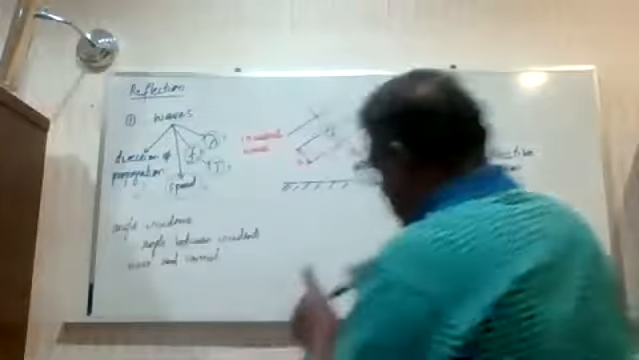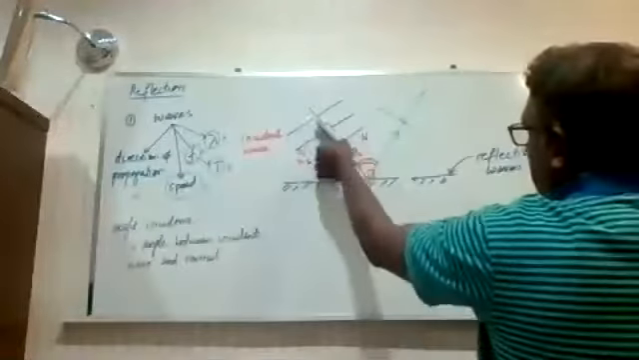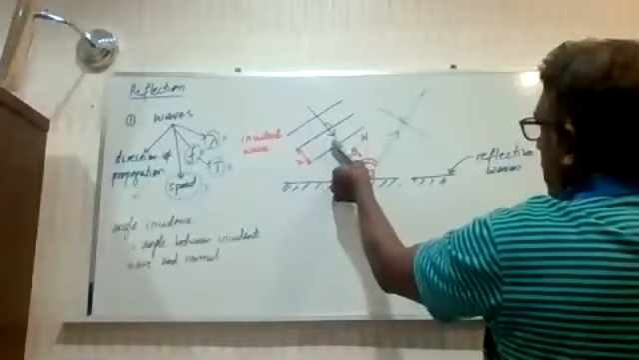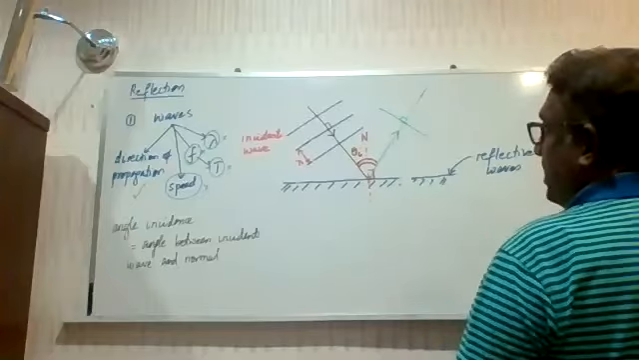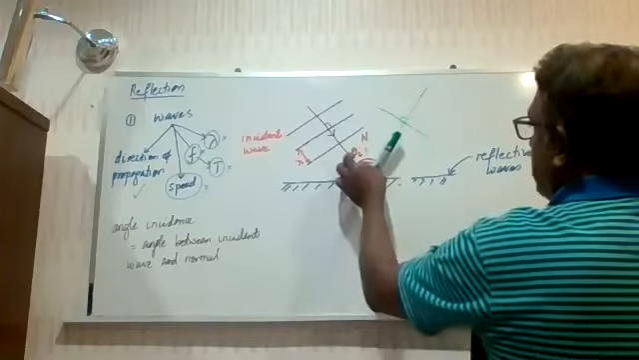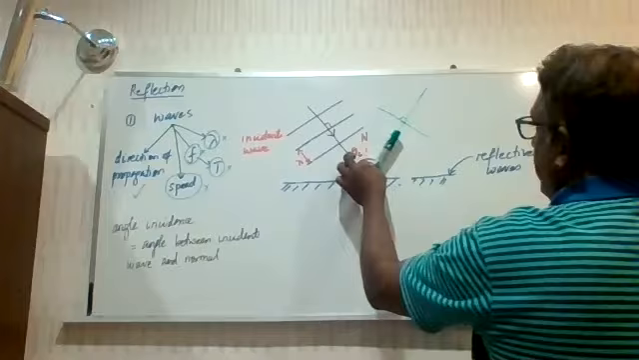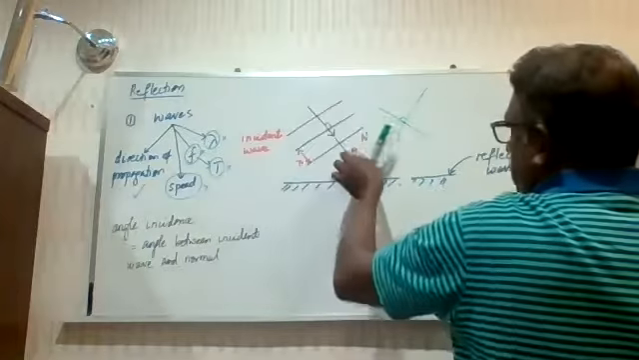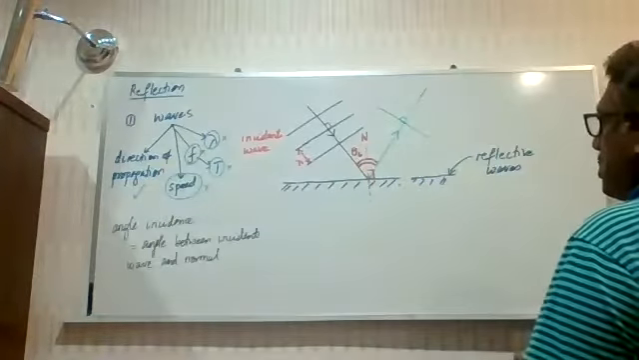This one changes. For the incident wave, that's the direction of propagation. For the refracted wave, that's the direction of propagation. For the reflected wave, that's the direction of propagation. Of course, they are not the same. So the direction of propagation changes.